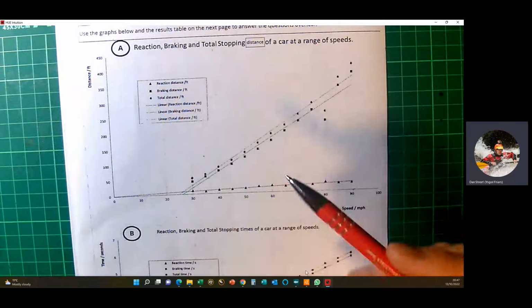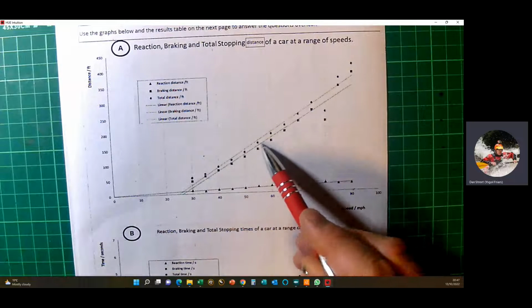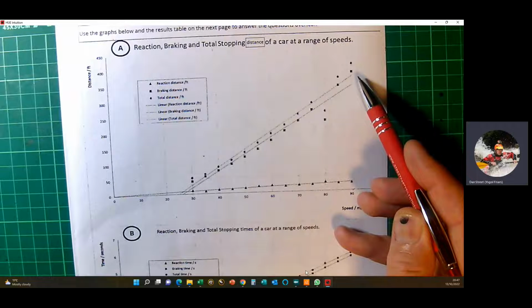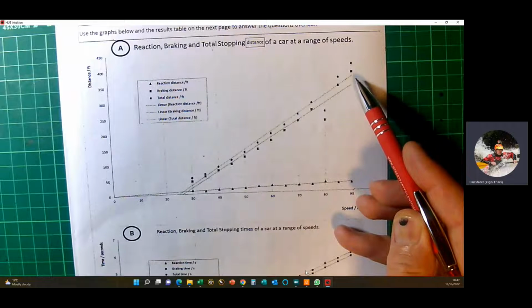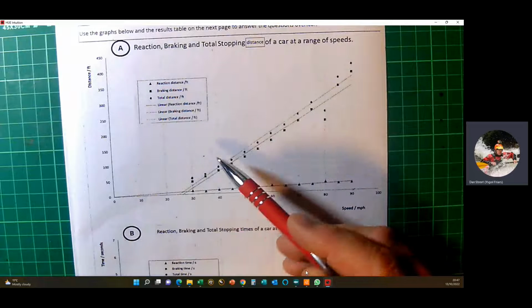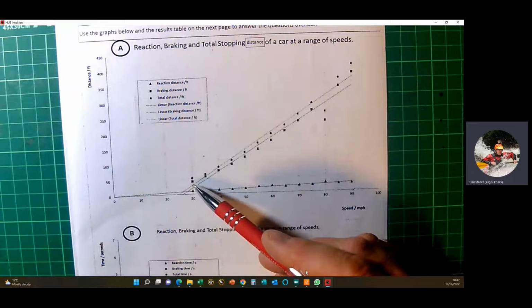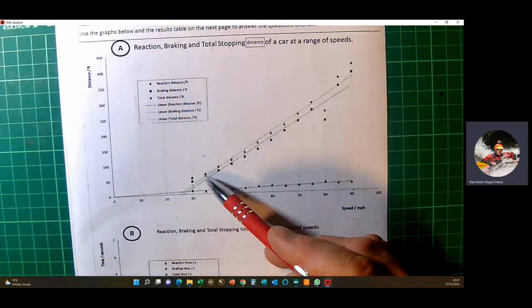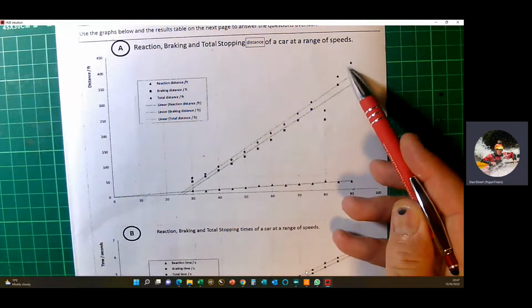The braking distance is the squares. So the braking distance is this relatively steep line. We can see that the speed of the vehicle affects the braking distance quite drastically. And then the total distance is obviously the combined distance that the vehicle takes to stop, the reaction and the braking combined to make the stopping distance.